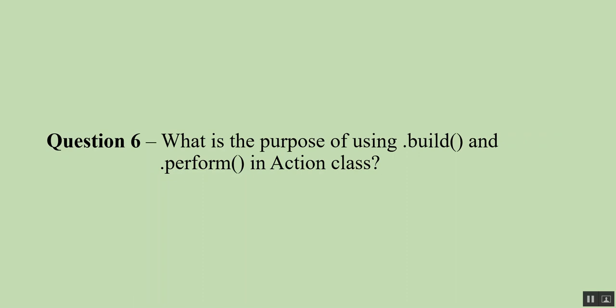Moving on to the sixth question, there is an Actions class. In some of the scenarios, the Actions class will end with .build, and in some others, it will end with .perform. So why are we using these two different methods in the Actions class? What is the purpose of using .build and .perform in Actions classes?